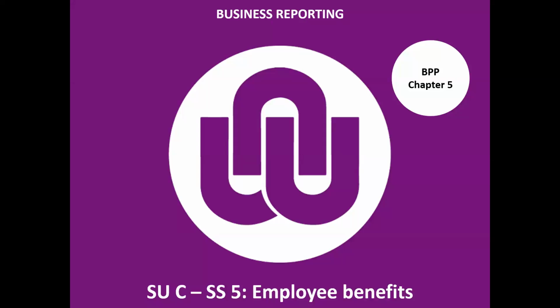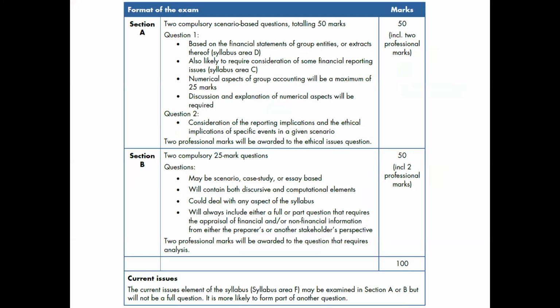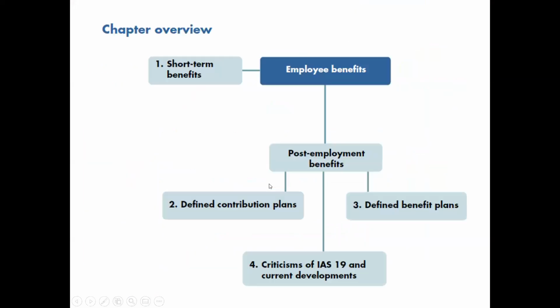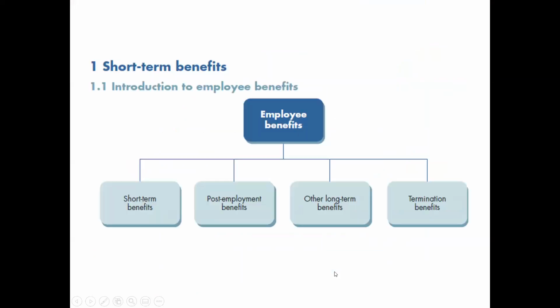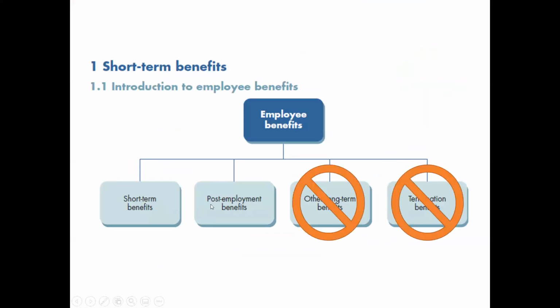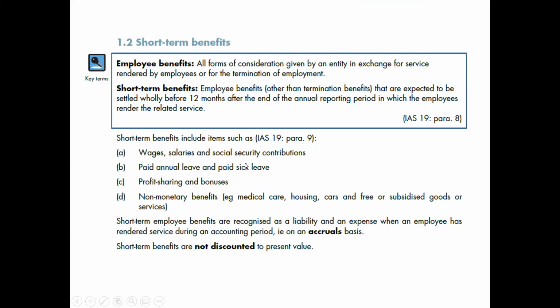I'm stopping my video and sharing my screen, making sure you understand what is expected from the employee benefits side. If we go through employee benefits, you need to see it can be asked in section A or B of the questions. We're going to talk about short-term benefits, and then post-employment benefits: my defined contribution plan and my defined benefit plan. You also need to be able to criticize IAS 19 for developments. We're not going to look at other long-term benefits or termination benefits. We're just going to look at short-term and post-employment benefits because that's what's examinable.